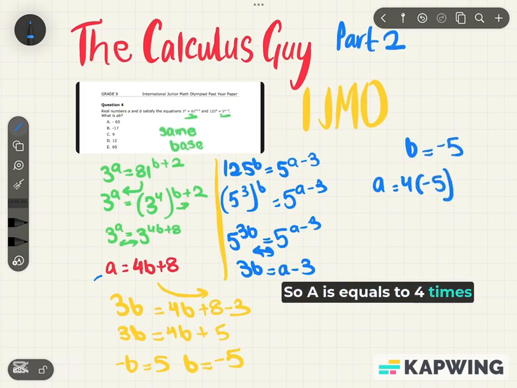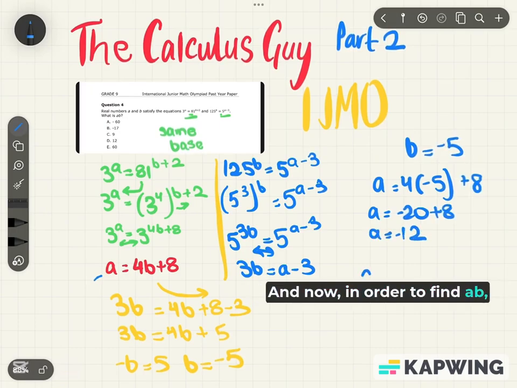So a is equal to 4 times minus 5 plus 8, and thus a is equal to minus 20 plus 8, which is minus 12. And now in order to find ab, we just multiply both of these, so it becomes minus 12 times minus 5. Thus the answer of this question is E.